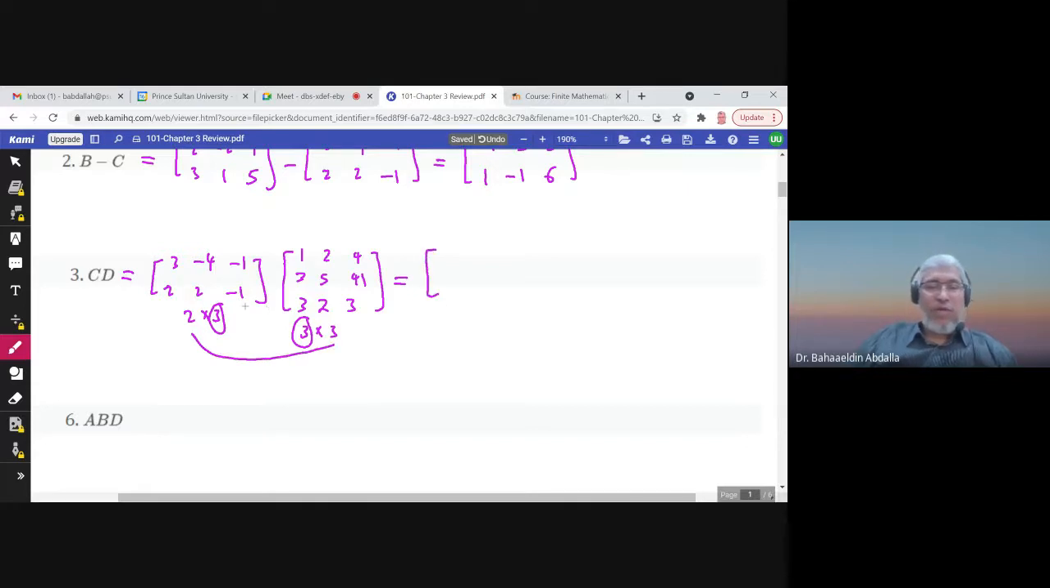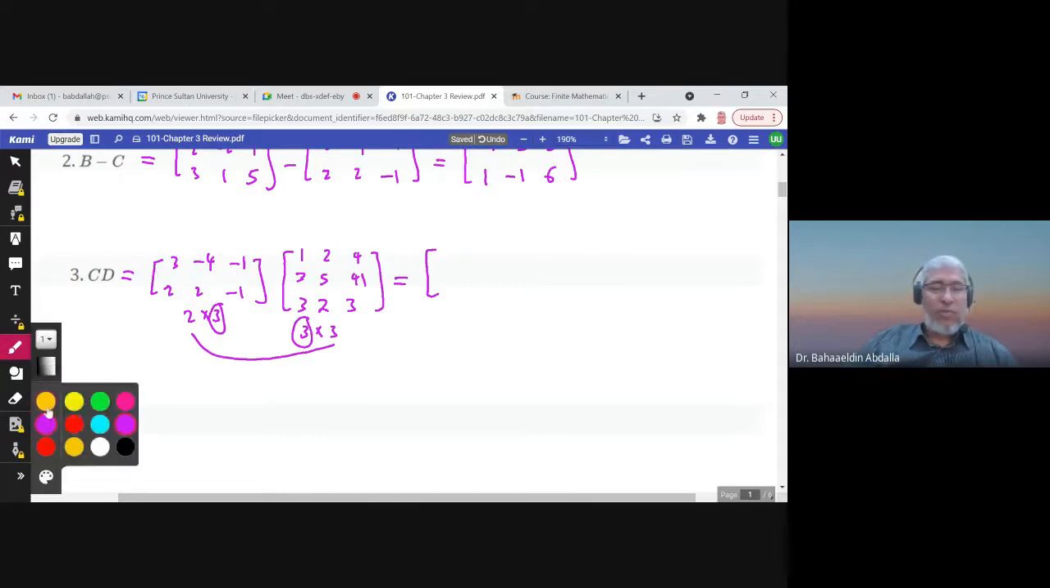And to find the product, we simply multiply the first row, this row, by this column, and put the answer here. So what to do? We multiply 3 times 1 plus negative 4 times 3 plus negative 1 times 3, and the answer would be negative 12.